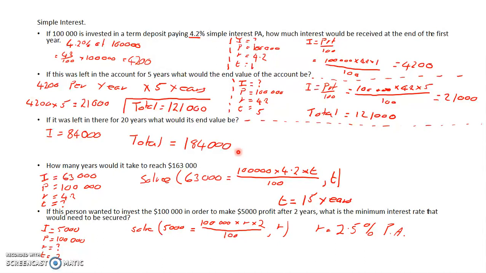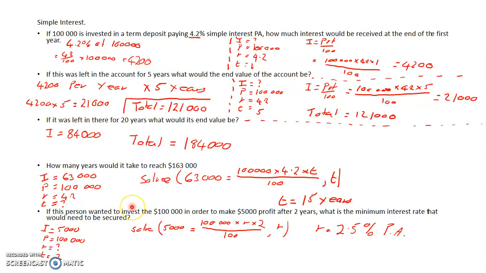How many years would it take to reach $163,000? So we work out how much interest you must have had. So in this case, the interest would have had to be $63,000 to reach that amount. Principal was $100,000, interest rate was 4.2%, we don't know time. You can rearrange this or use a rearranged formula from the start, or we could use solve in your calculator. Either way, you end up with a time of 15 years.